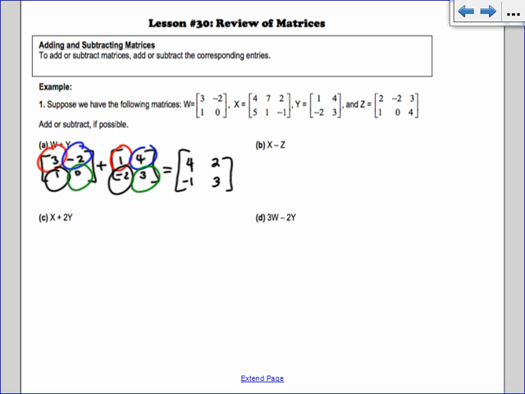When you talk about dimensions, this one is a 2 by 2 because there's 2 rows and 2 columns. This one is 2 rows and 3 columns because columns are up and down like columns in a house. 2 by 2 and a 2 by 3. So you can only combine the ones that are the same dimension.